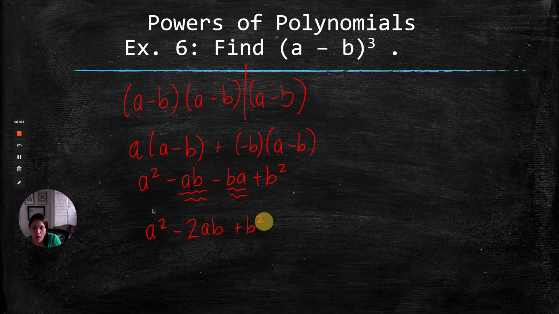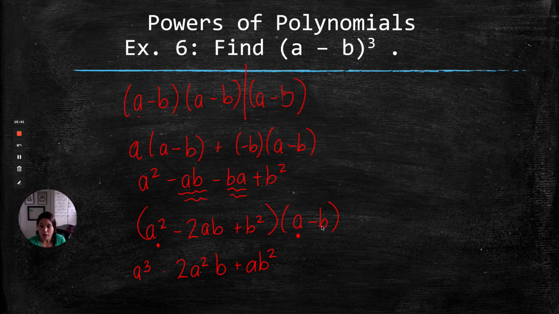I'm now going to add my third polynomial, a minus b, and work on distributing that. So if I distribute this, a times a squared is a cubed. A times negative 2ab would be negative 2a squared b. A times b squared is plus ab squared.